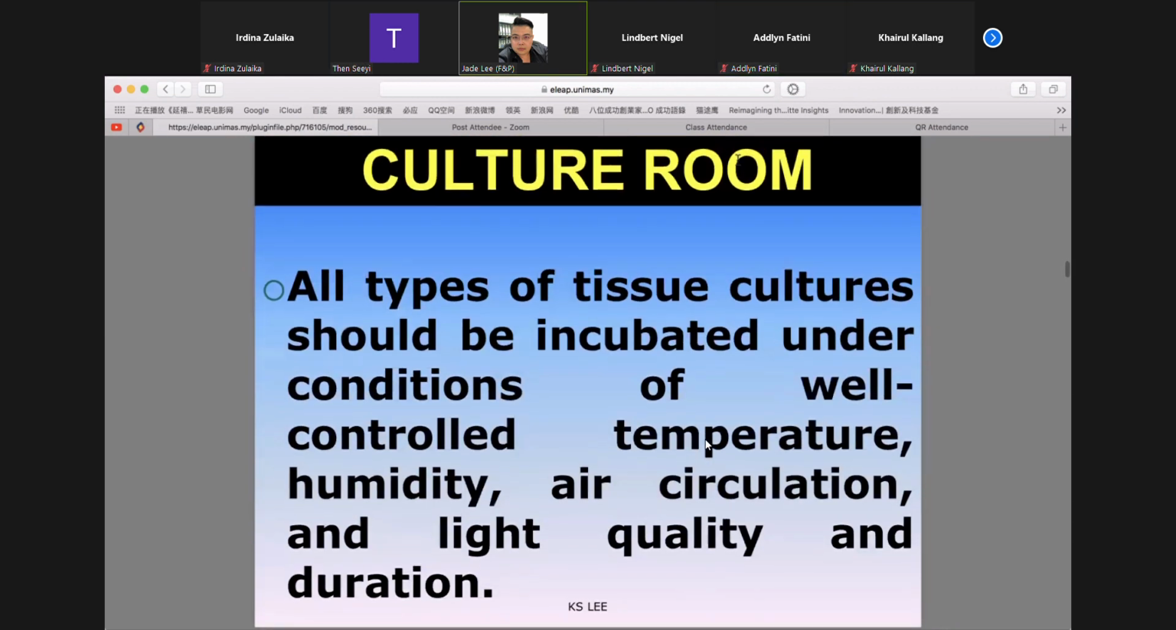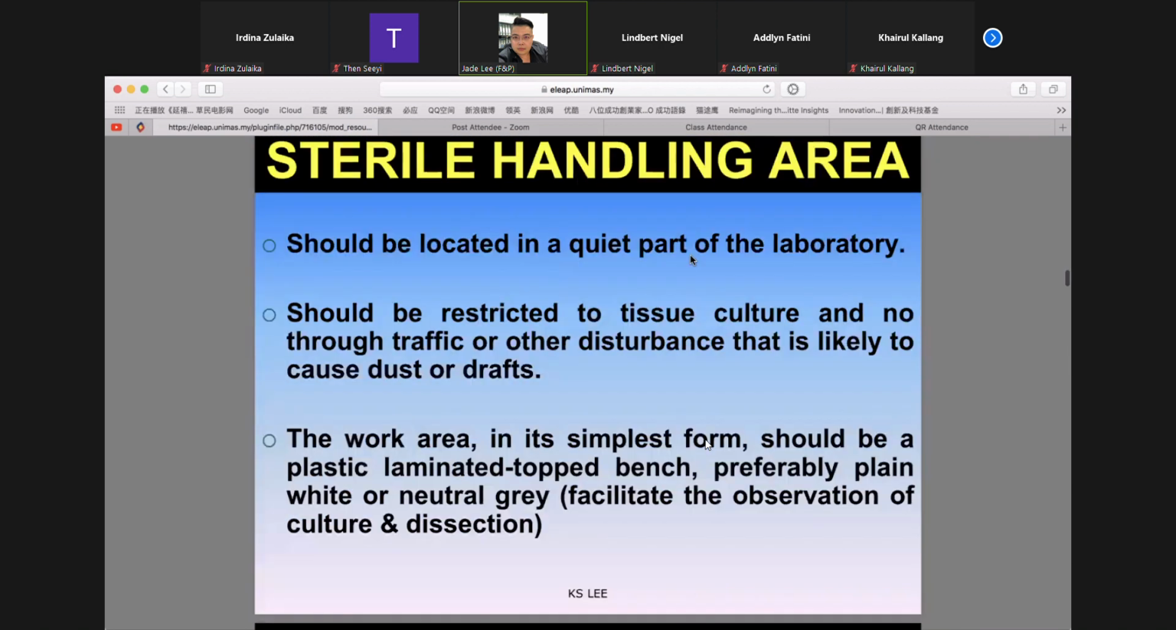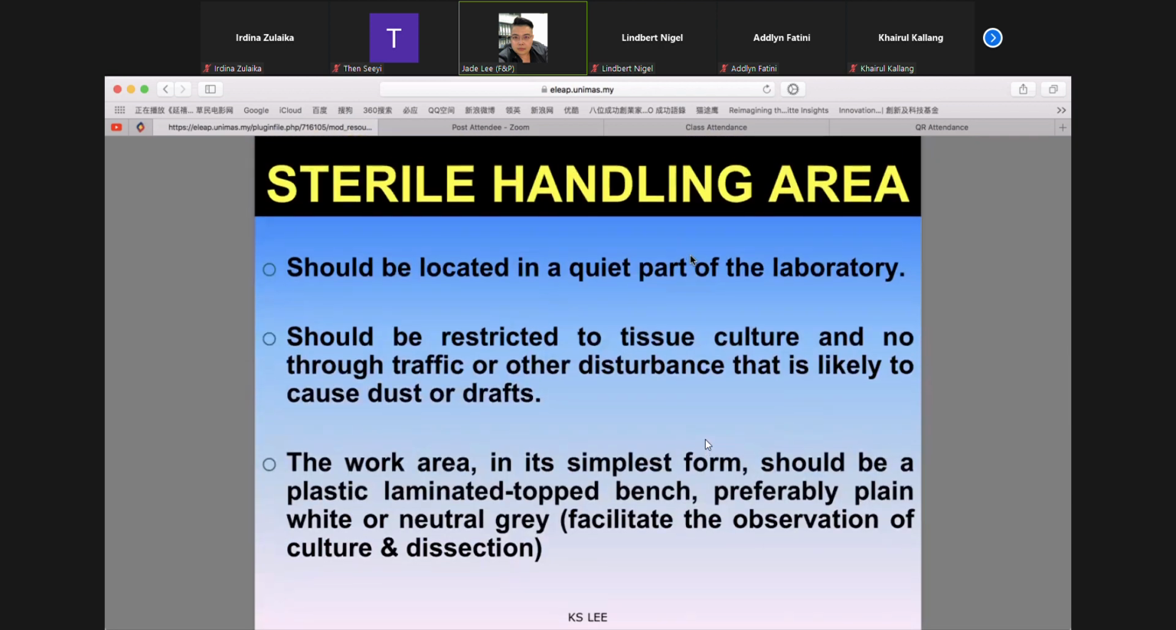Okay, good. So for the culture room, all types of tissue culture should be incubated under conditions of well-controlled temperature, humidity, air circulation, light quality, and also duration. So this is very, very important, especially these parameters. You have to make sure that they are consistent, and you can control them well. And the sterile handling area should be located in a quiet part of the laboratory.